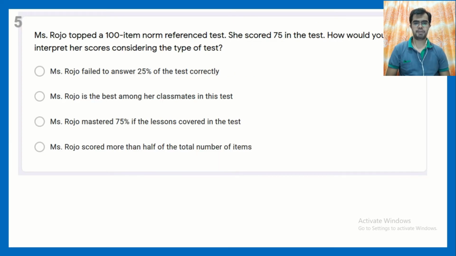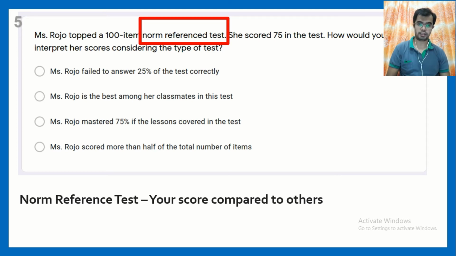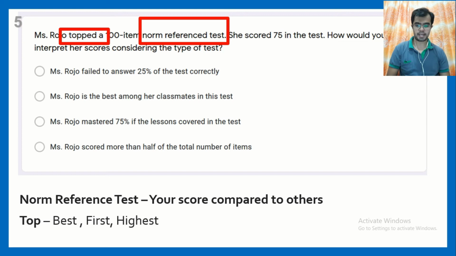Number 5. Miss Rojo topped a 100-item norm reference test. She scored 75 in the test. How would you interpret her scores considering the type of test? The first keyword is norm reference test. Again, your score will be compared to others. And the second keyword is the word top, which has a synonym of best, first, and highest. And based on the options, the correct answer is letter B. Miss Rojo is the best among her classmates in this test.